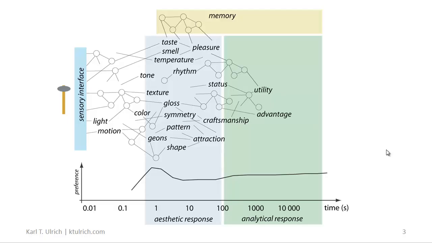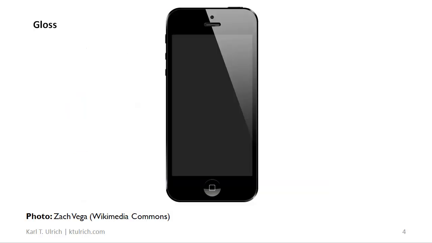Fortunately, there's been some very interesting research that shows what some of those mechanisms are about and why they contribute to aesthetics and design. So I'm just going to give a few examples of these. The first example is gloss. This is the Apple iPhone 5, and Apple products, particularly the iPhone, use gloss quite effectively.